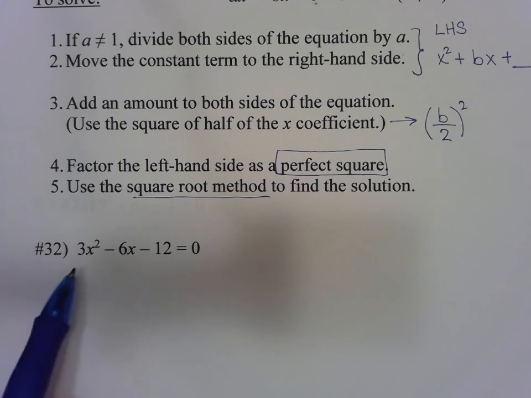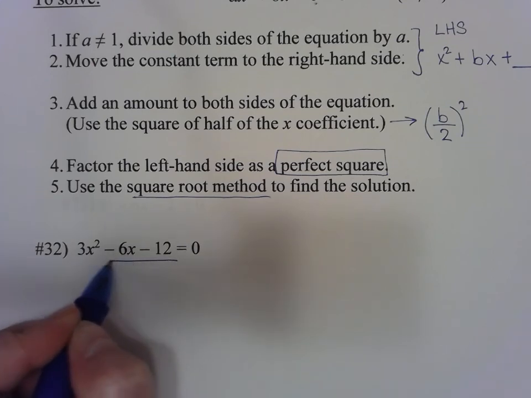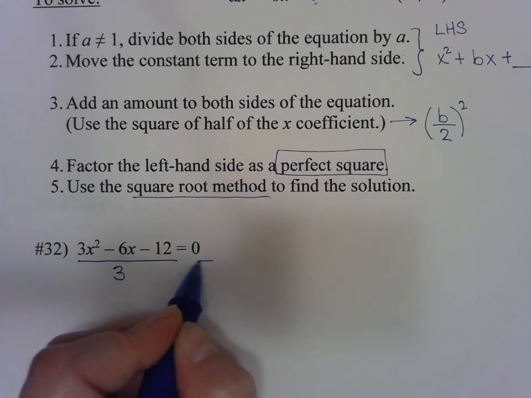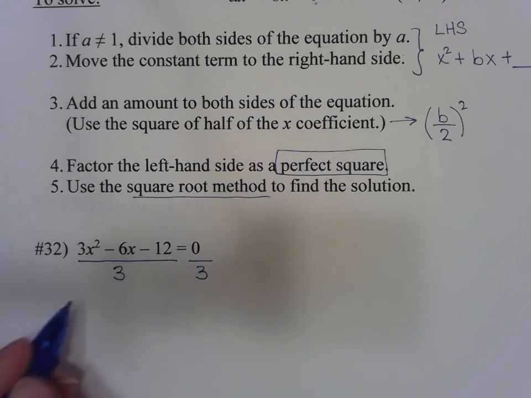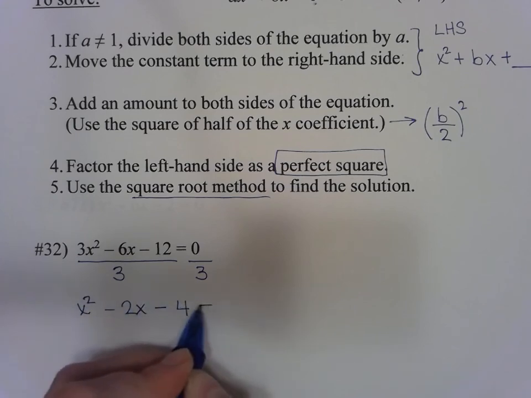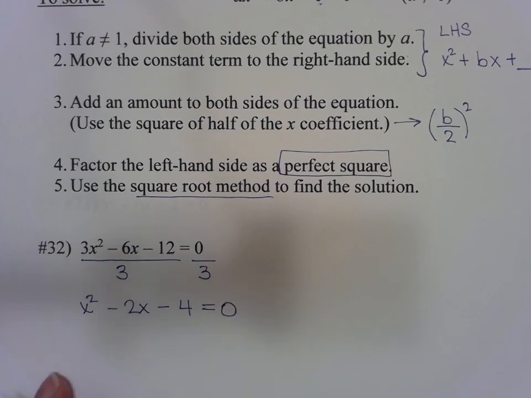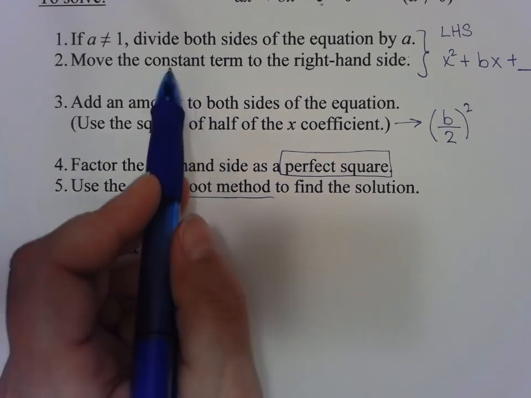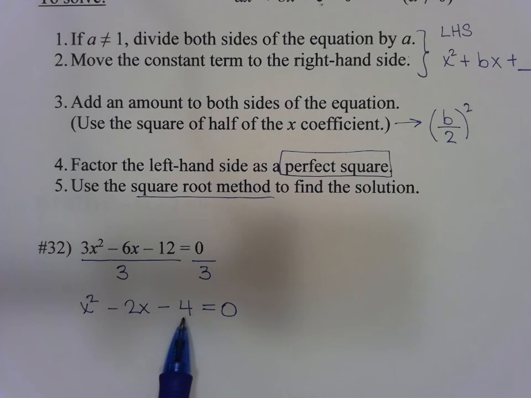First step is we're going to divide both sides by a. This time a is 3, so we're going to divide both sides by 3. And we're going to get x squared minus 2x minus 4 equals 0. Then we're going to move the constant term to the right-hand side. This minus 4 is the constant term, so we're going to add 4 to both sides.